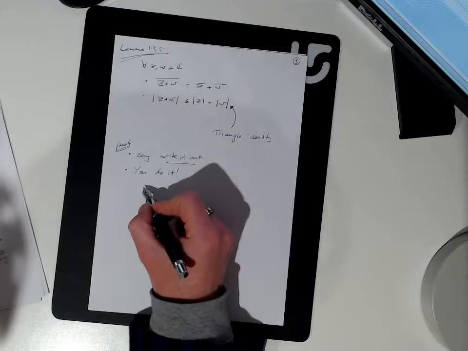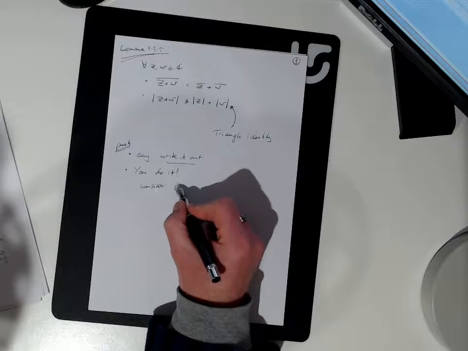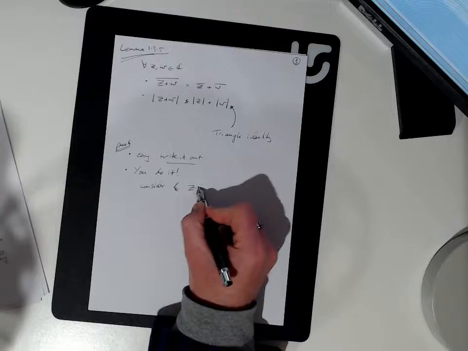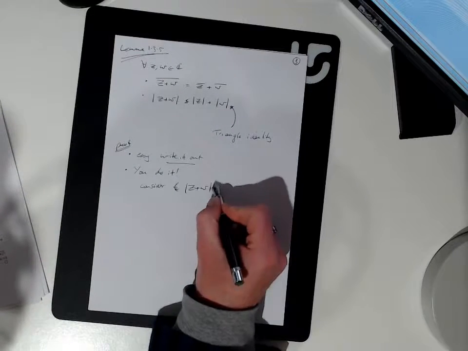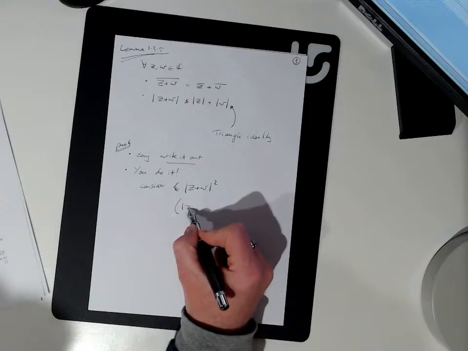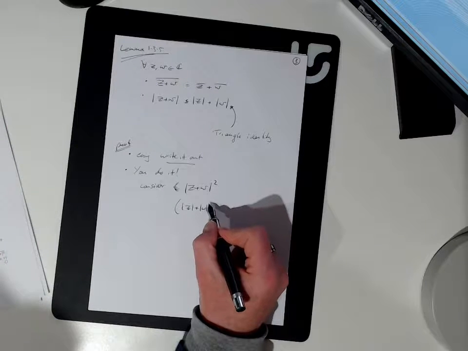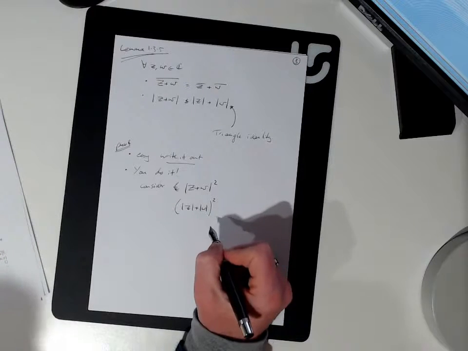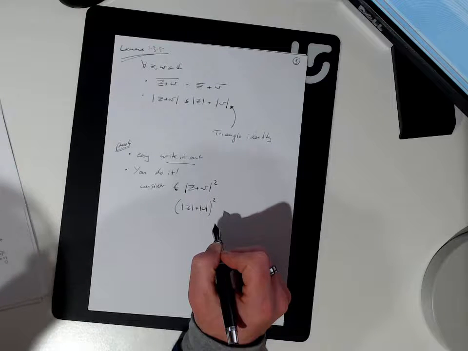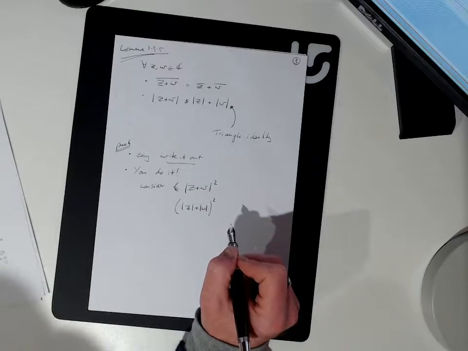The best way to do this is to consider what the square of the sums are, and work out what the square of this is. Okay.